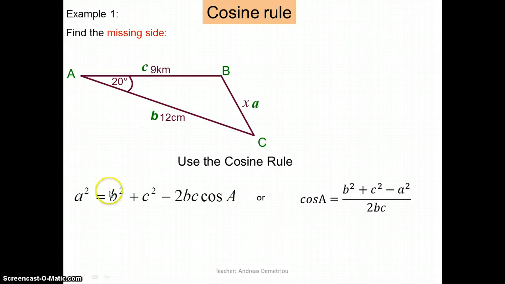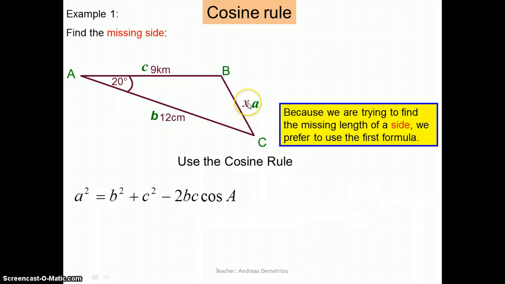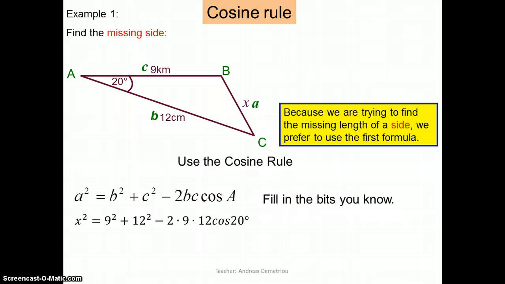We prefer to use the first formula because the side is the unknown. You fill the bits in the formula, and finally you need to press the square root, and the answer is 4.69.